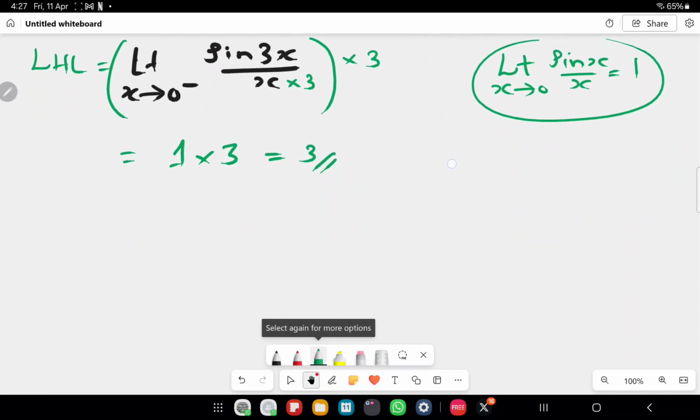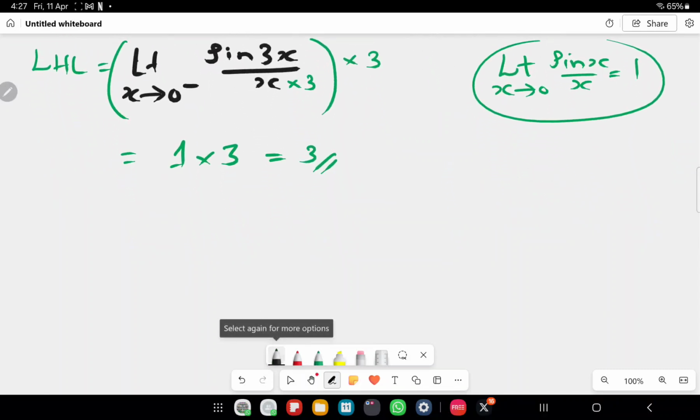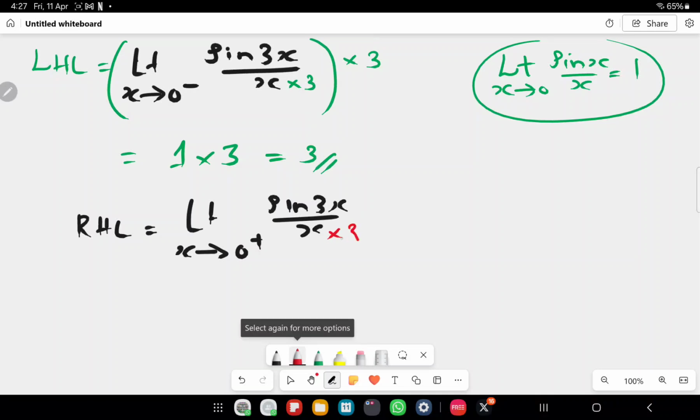What would be RHL? RHL is also the same thing, right hand limit, limit x tends to 0. Actually this is enough, we have to check only, not find the value. So 0 plus, the same work, sin 3x by x. To apply limit x tends to 0, sin x by x, you need a 3 here, so I multiply 3 here and here. So what will happen is this will become 1.